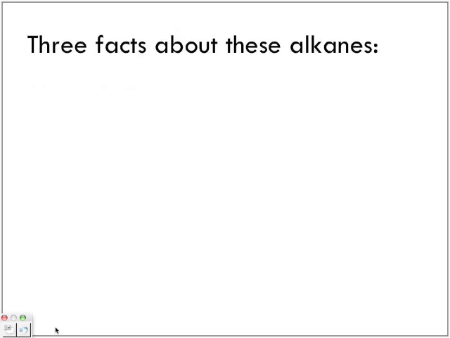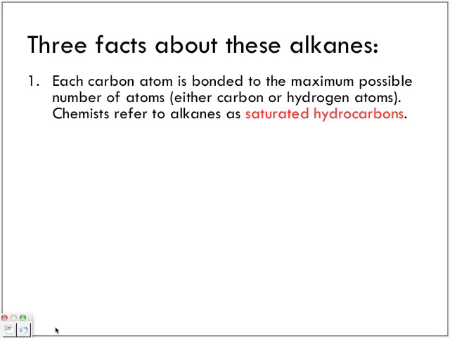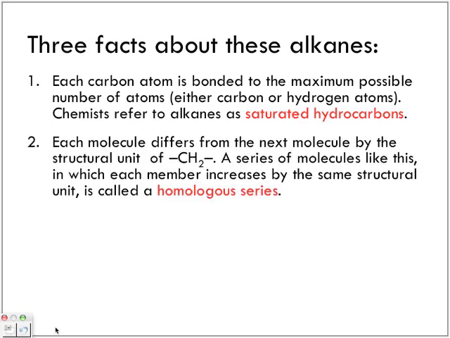Now, 3 facts about these types of alkanes. Each carbon atom is bonded to the maximum possible number of atoms, either a carbon or other hydrogen atoms. Chemists refer to alkanes as saturated hydrocarbons. Each molecule differs from the next molecule by the structural unit of CH2, and we'll see a few variations to that.